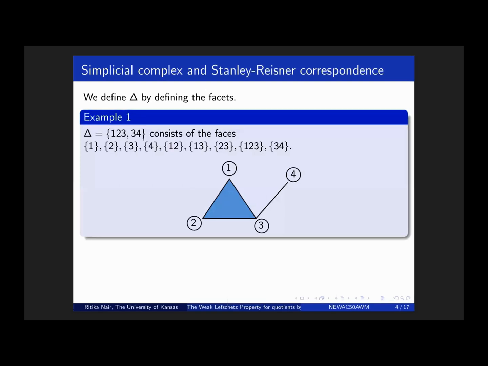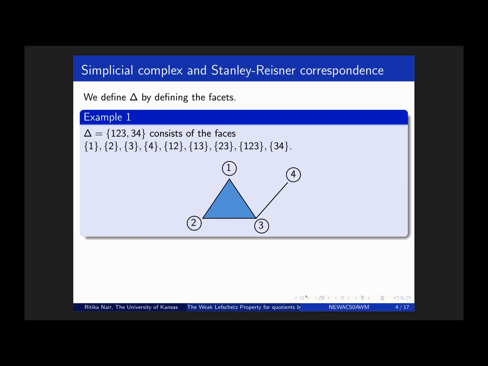To move on to an example, whenever we're defining a simplicial complex, we would usually define it by just mentioning the maximal faces or the facets. For example, in this case, we have a complex given by the triangle 1, 2, 3, and then the edge 3, 4. So the faces of it would be all the vertices, the edges, and the whole triangle. And of course, the empty set is also part of the simplicial complex.